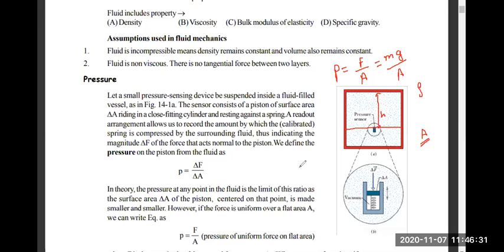So what is the formula of mass in terms of density and volume? It is density into volume, yes or no? And volume is area into height. Does anyone have any issue in this? No? So can I replace mass with this? I'll just replace it: rho A h into g divided by A. So A and A will get canceled. Now can I say that pressure is rho g h?